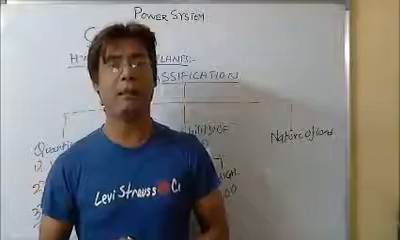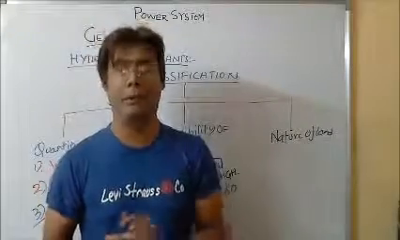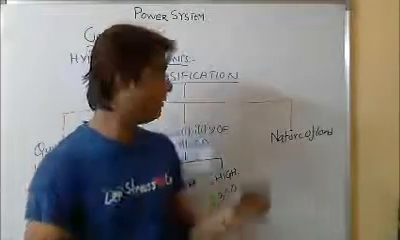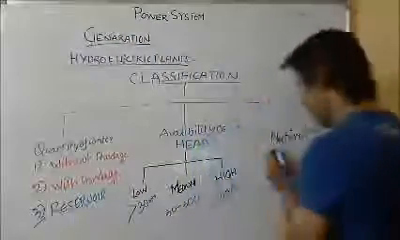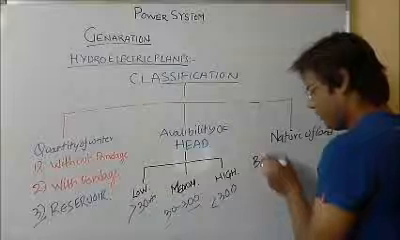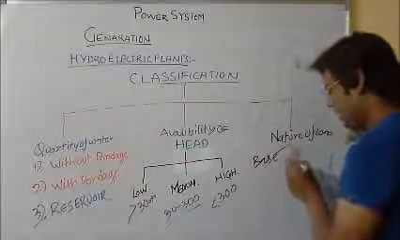So we need a plant which is always producing electricity for the base load. On the nature of the load, we can have plants which are called base load plants, and another called the peak load plants.